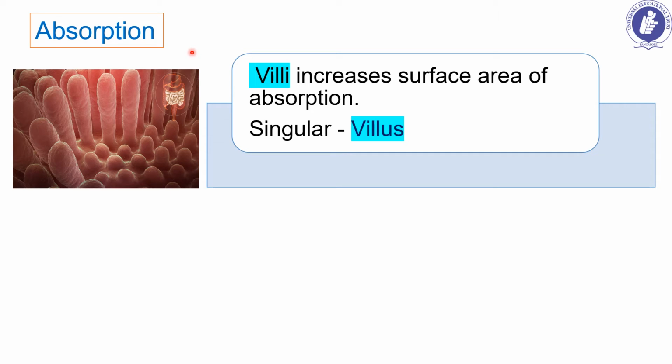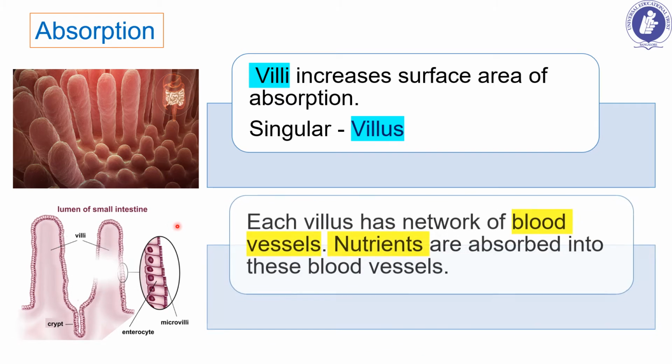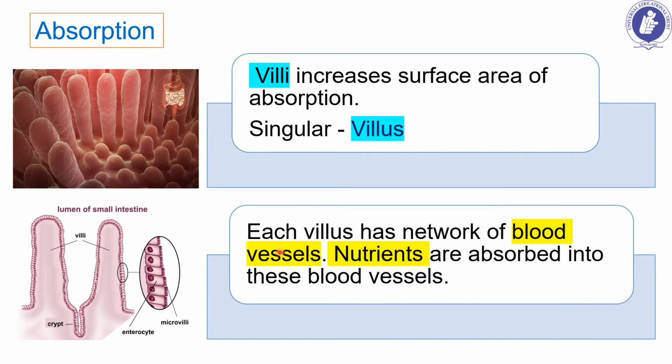What does the villi contain, or how does it help for absorption? Each villus has a network of blood vessels. You can see in the picture itself it is red in color. That is because it is thickly packed with blood vessels. So these nutrients are absorbed into the blood vessels. With the help of the blood vessels present in the villi, absorption of soluble substances happens.